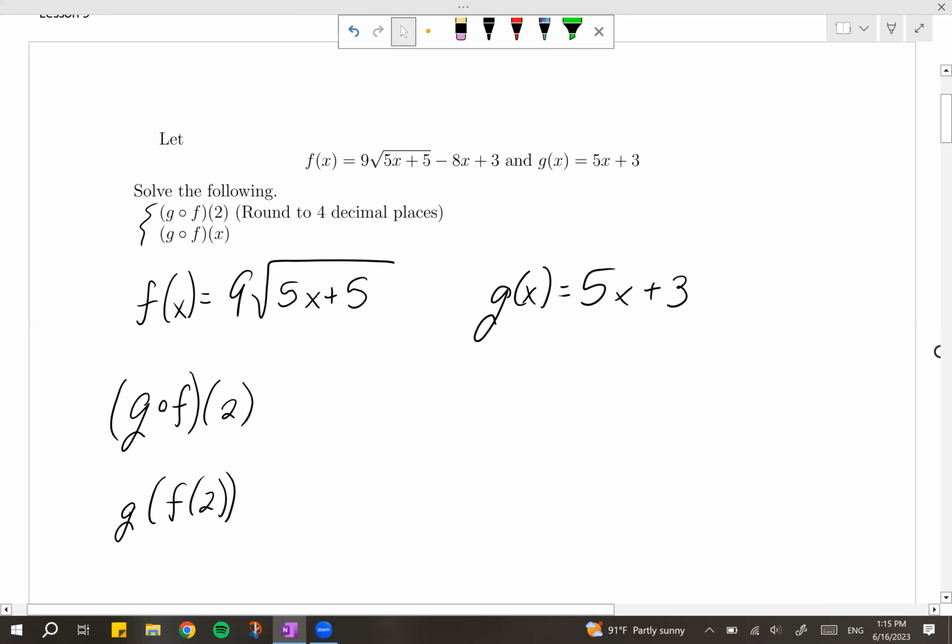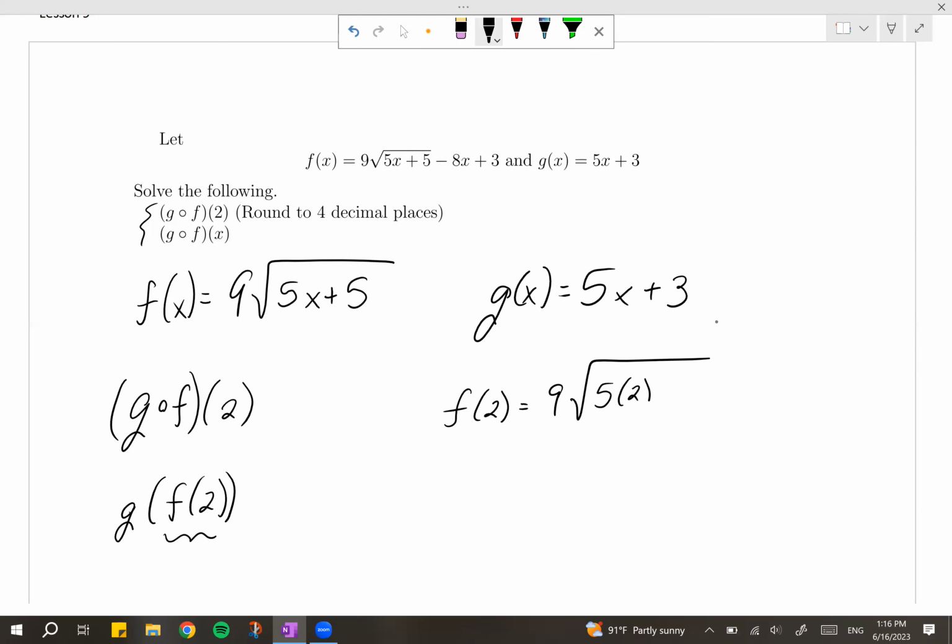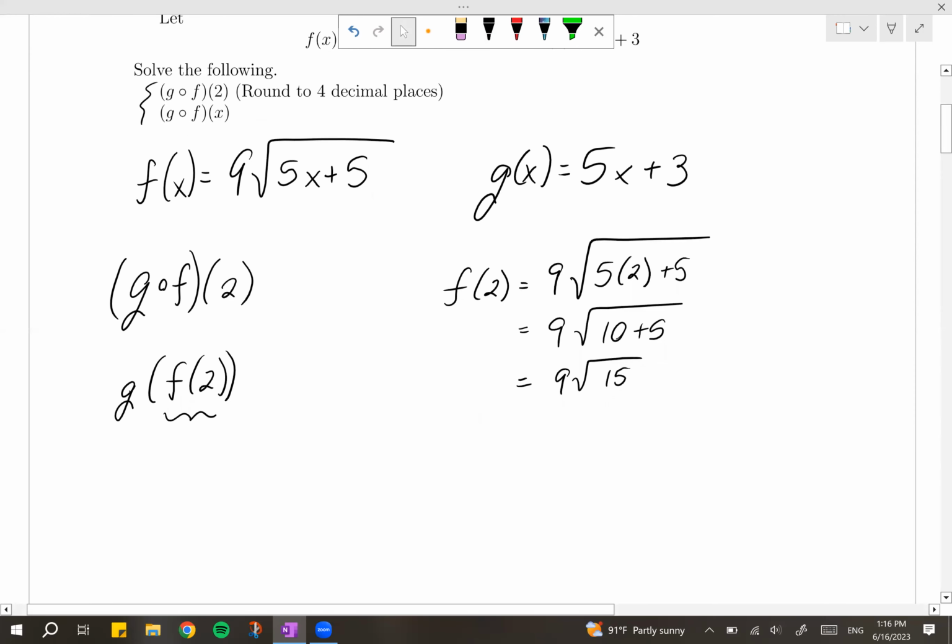All right. So first thing we need to do is this inside part, f of 2. So f of 2 is 9 times the square root of 5 times 2 plus 5. This is equal to 9 times the square root of 10 plus 5, which is 9 times the square root of 15. All right. Square root of 15 is not going to simplify any, so we're just going to leave it like that for now.